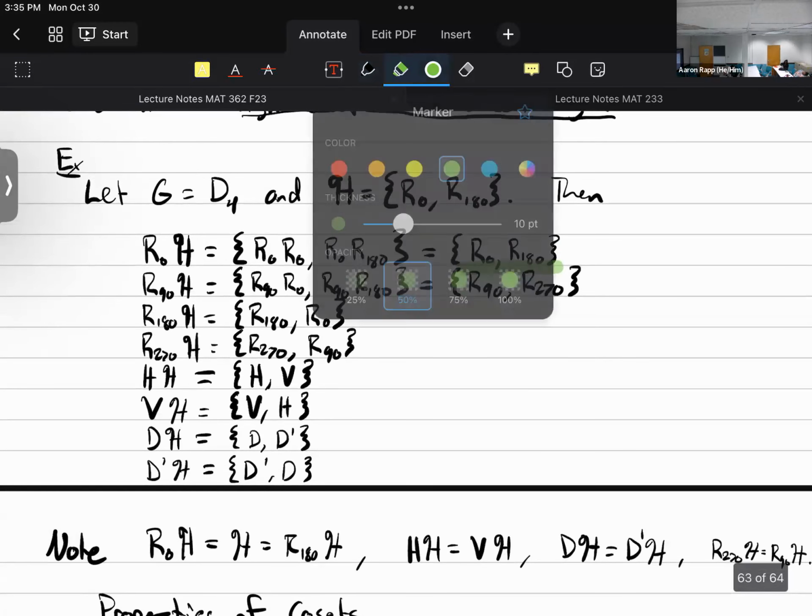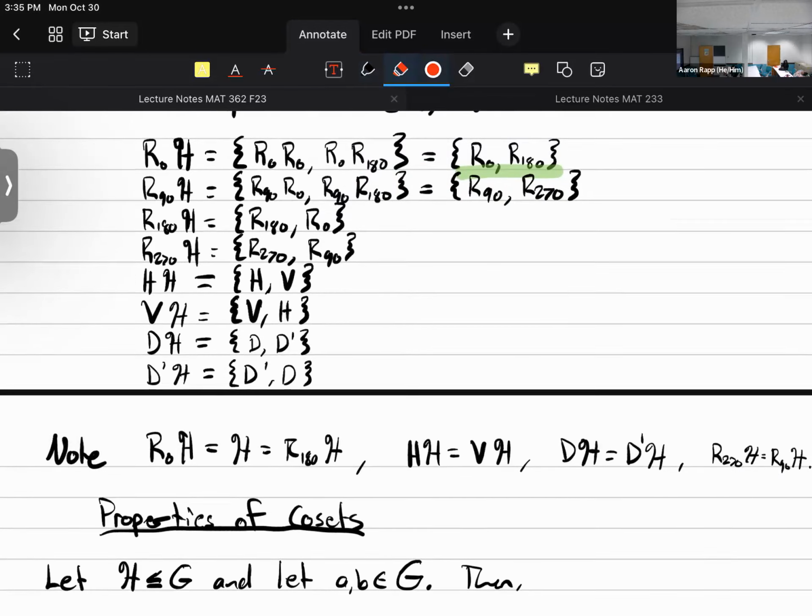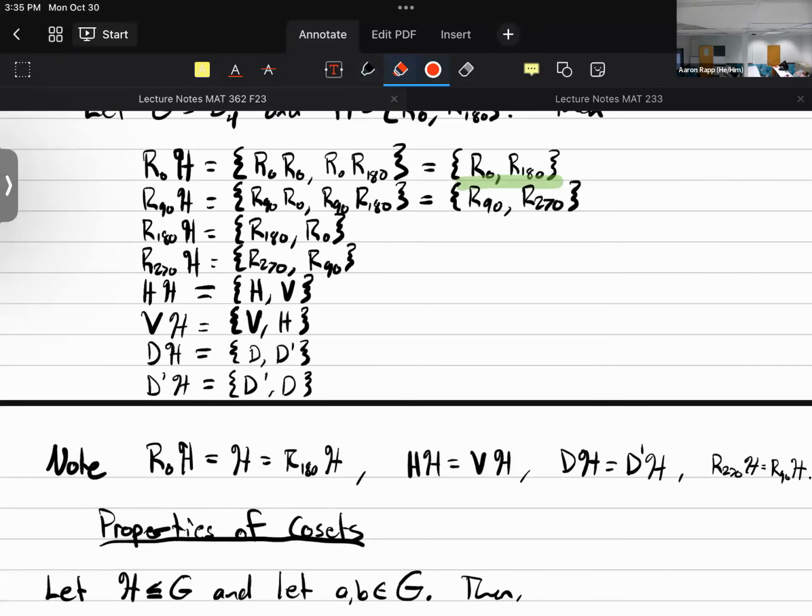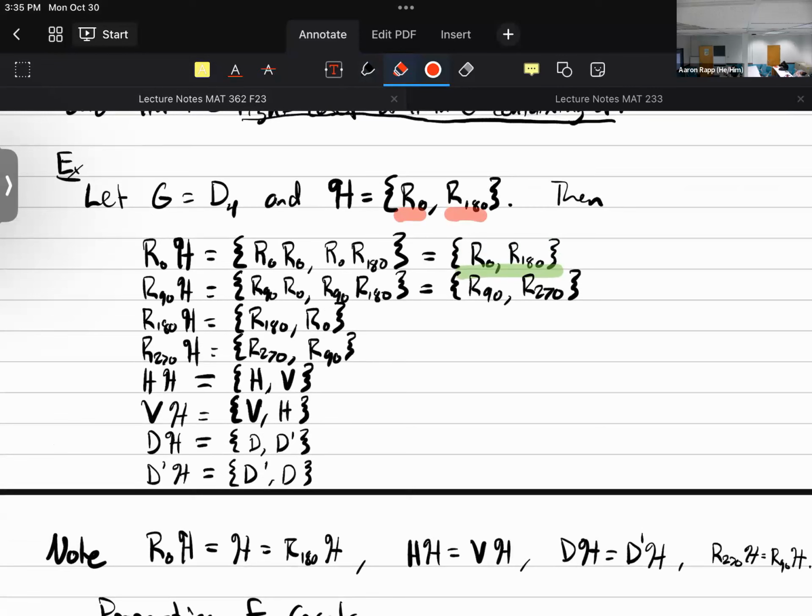So look back at H containing elements R0 and R180. I found the left coset of H with R0. And what set did it give me back? H, and same thing for R180. What set did it give me back? H, and this is because H is a subgroup. So if I take any two elements of H and operate them with each other, what group am I going to still stay within? H. So it's really talking about closure.